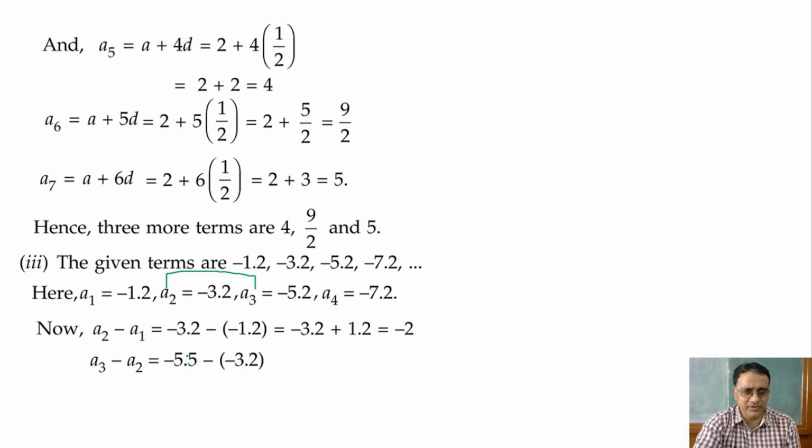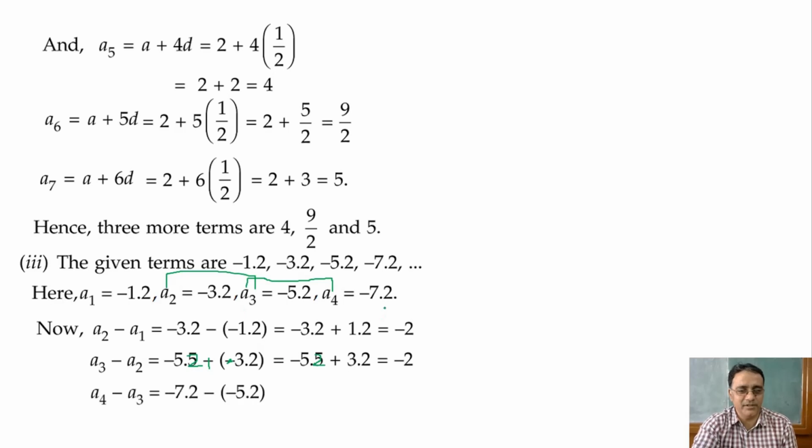Sorry, minus 5.2 this is. Minus 5.2 minus of minus 3.2. तो ये plus हो जाएगा. So here also we are getting minus 2. Okay. So next one is A4 minus A3. That is minus 7.2 minus of minus 5.2. So again here plus, ये minus की वजह से plus हो जाएगा. So यहाँ पर भी हम लोग को minus 2 आ रहा.